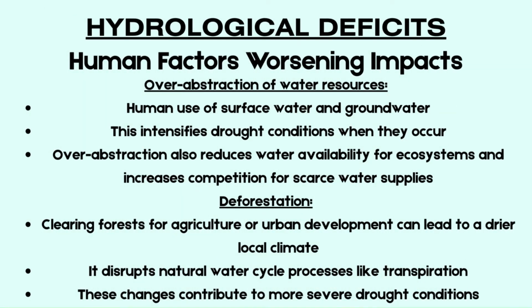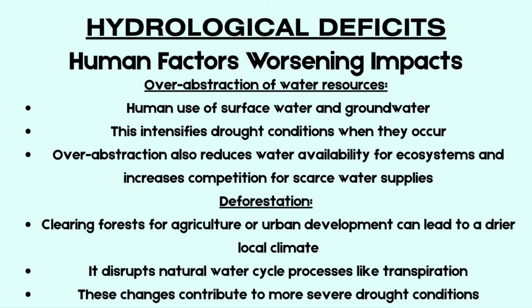While droughts themselves are driven by natural processes, human activity can make them worse. One of the major ways this happens is through the over-abstraction of water resources. In regions like the Sahel or Australia, human use of surface water and groundwater has severely depleted water reserves, making drought conditions even more severe when they occur.